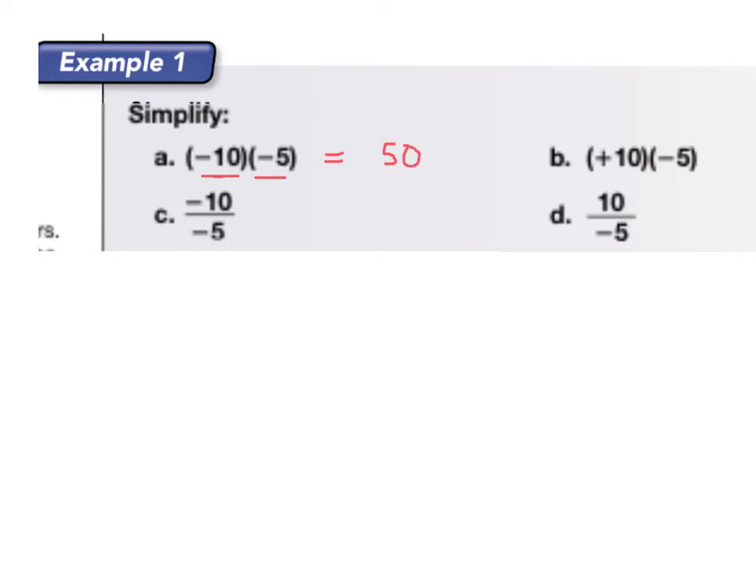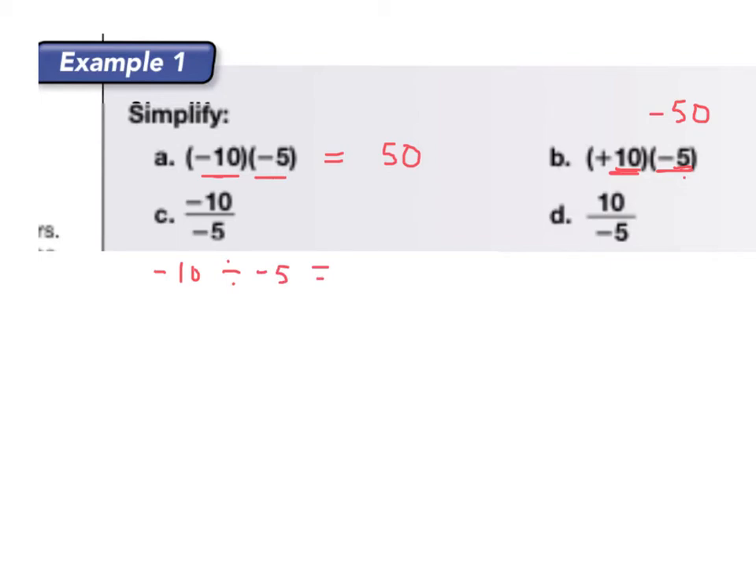If we look at B, write it down, you have a positive times a negative. If the signs are different, the answer is going to be negative. So now you get a negative 50. And for C, what does this symbol mean? When you have a fraction bar there, that means to divide. So this means negative 10 divided by negative 5.